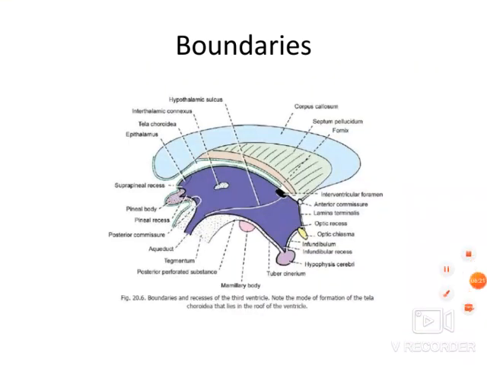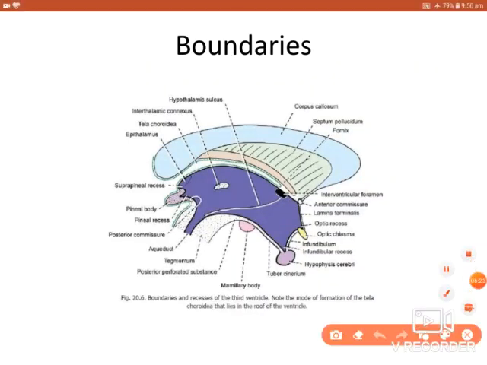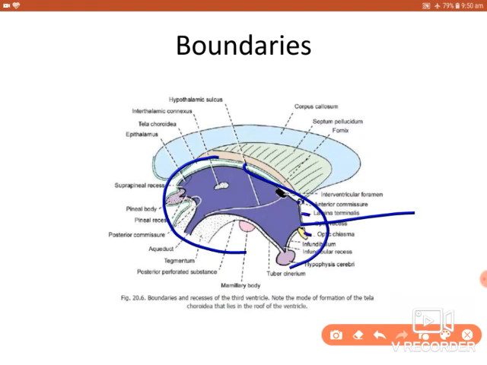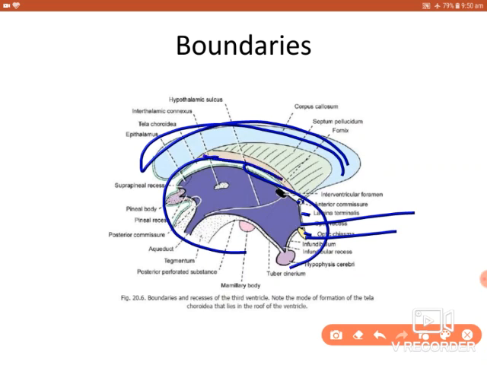Then here in this figure you can see the diagrammatic representation of this third ventricle. Anteriorly you can see this is the anterior commissure, lamina terminalis, optic chiasma. This is the corpus callosum superiorly. Here this part is the fornix. Here you can see this is the septum pellucidum.